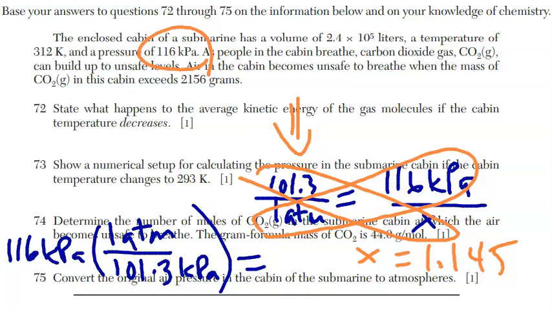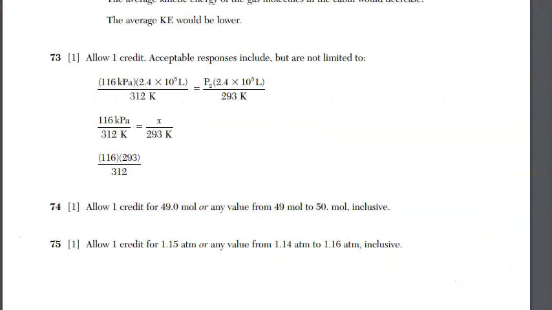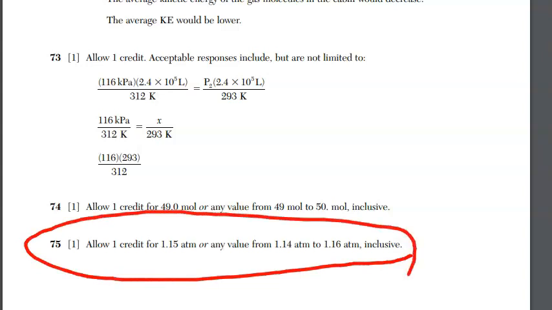And then for using it as a conversion factor, that's this setup here, 116 kilopascals. I'm going to put kilopascals on the bottom. I want atmospheres in my answer. And what am I doing? I'm doing the exact same thing. I'm taking 116 and dividing by 101.3. All right, for 75, this is the answer key that the teachers would use when they went ahead and scored this test. And you see for 75, they're looking for 1.15 or any value from 1.14 to 1.16.